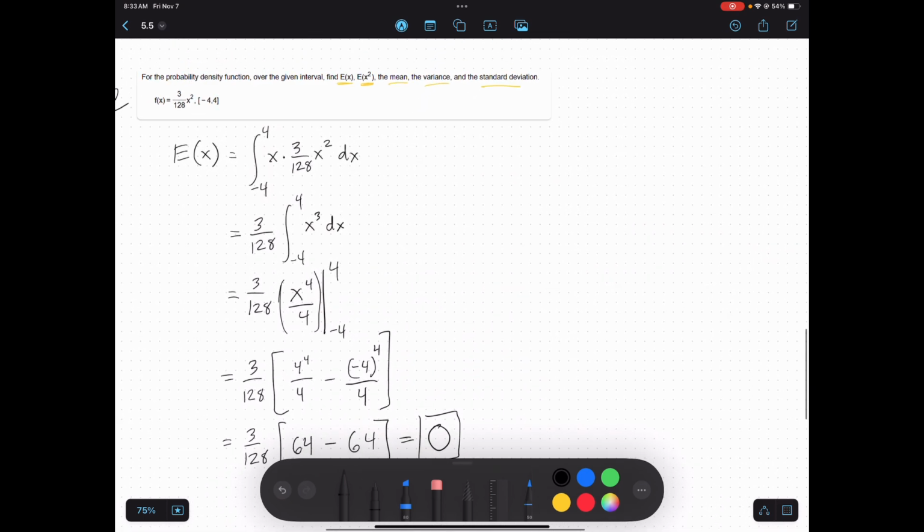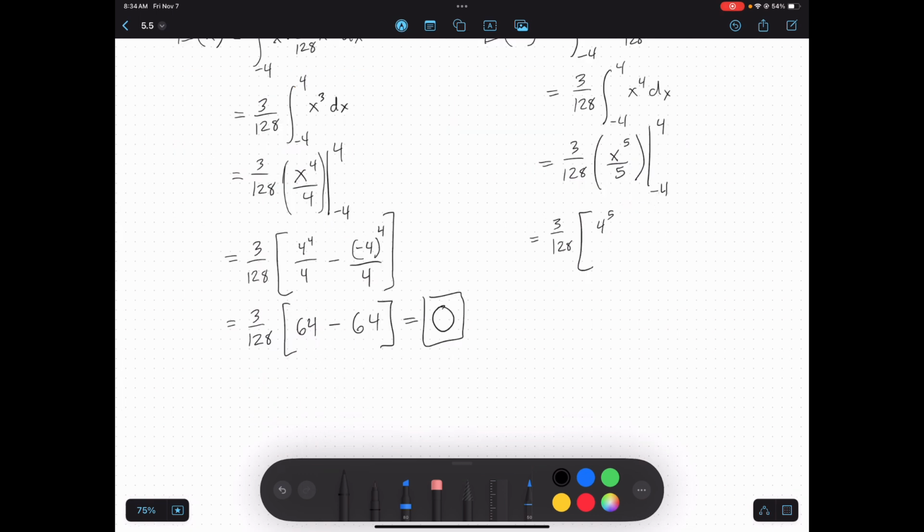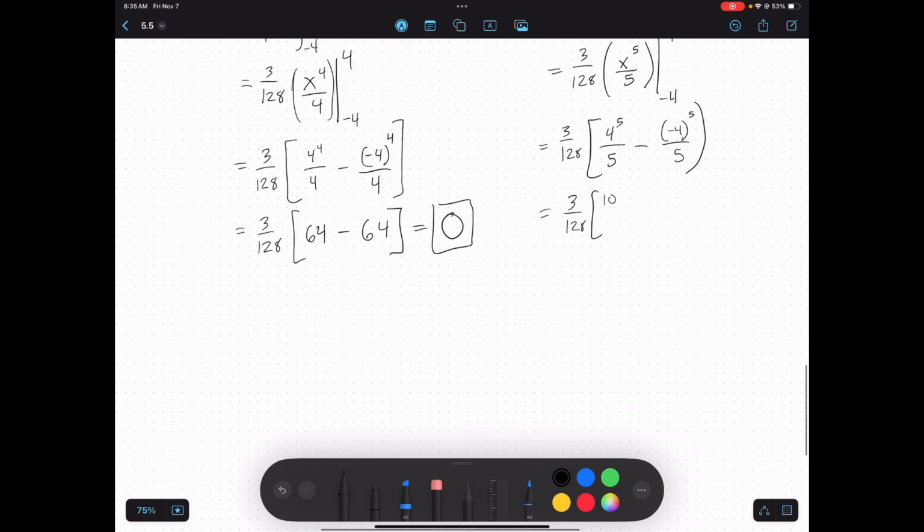Now it wants me to find E of x squared. Well, this is the same exact process, except instead of adding an x to my integral, I'm adding an x squared. I can simplify it in the same way, but now my antiderivative is going to be slightly different. I plug in my bounds, and I get 1024 over 5 minus a negative 1024 over 5. So what happens when I subtract a negative? It becomes addition, and I get 2048 over 5.